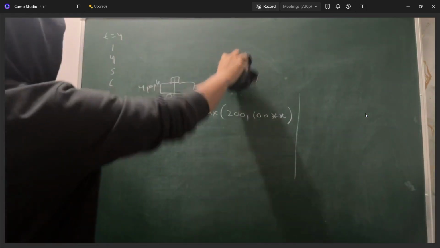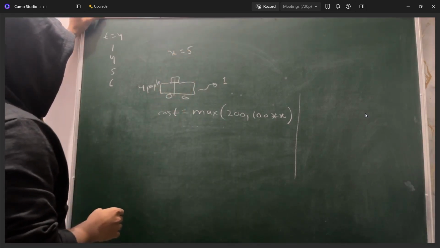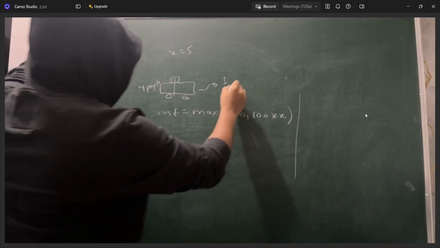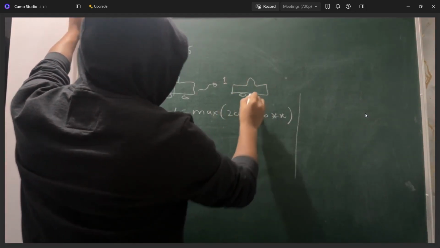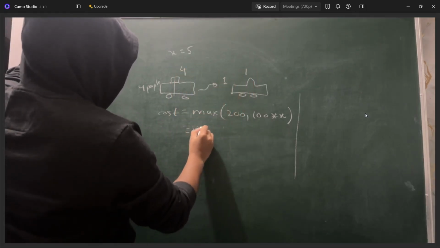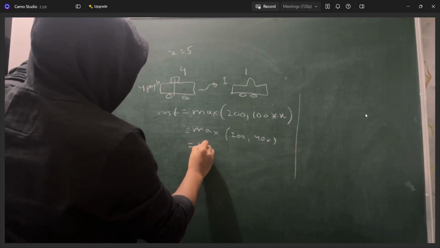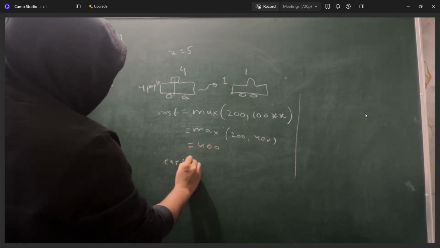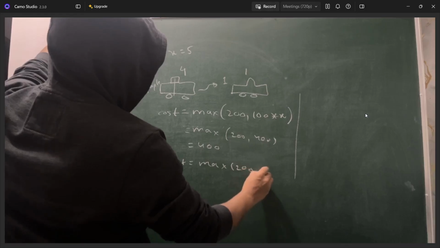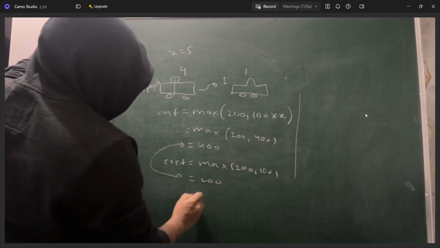So let's understand when X is 5. Let's say Chef's family has 5 people. In this case he definitely needs to book 2 cars. Let's say Chef asks 4 people to sit here and 1 person to sit here. In that case the cost of the first car is 400, and the cost of this car will be the maximum of 200 and 100, because only 1 person is sitting, which is 200. If you add these two costs, 600 is the cost.